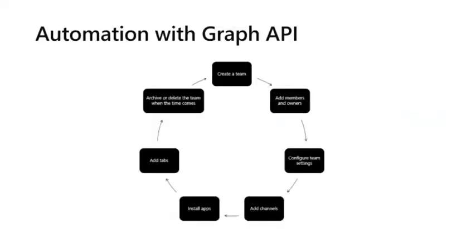Of that life cycle, from creation, adding members, configuring settings, adding channels, installing apps, adding tabs, archiving and deleting. All of this can then be automated through the Microsoft Graph. So very, very powerful. And to get started, simply search Microsoft Graph.